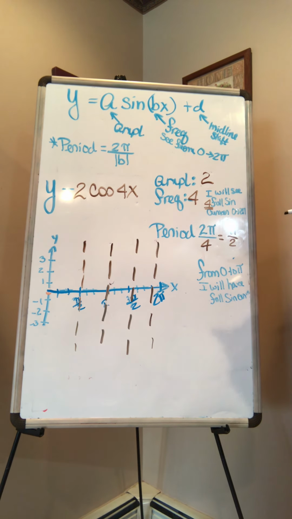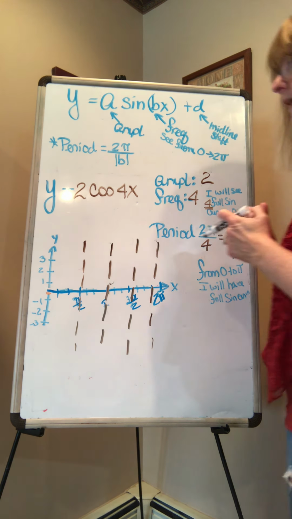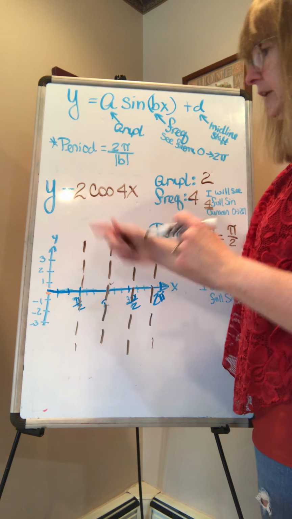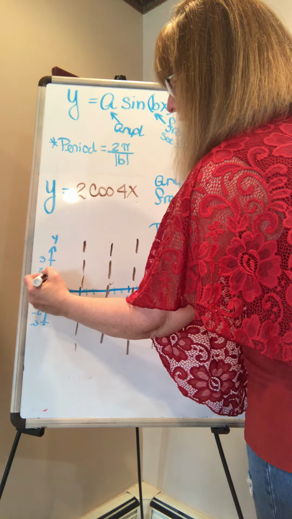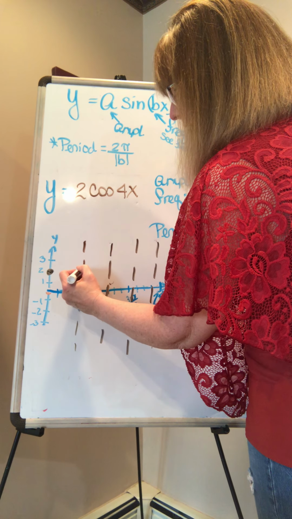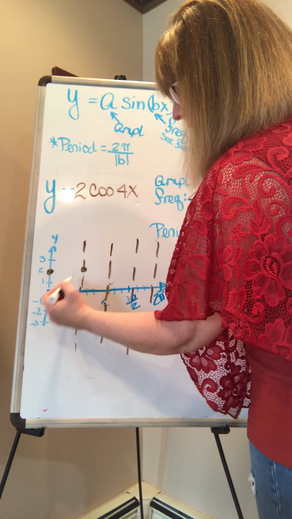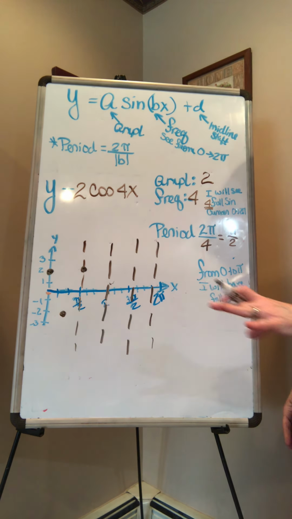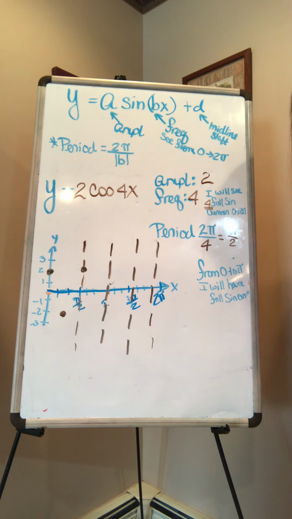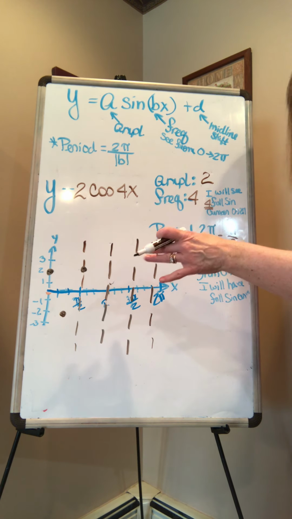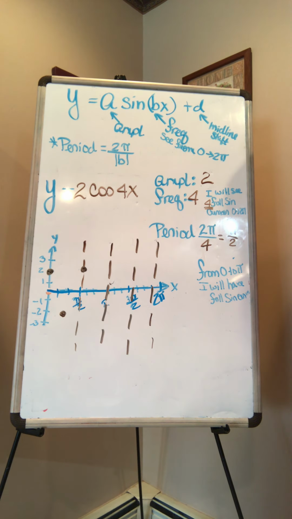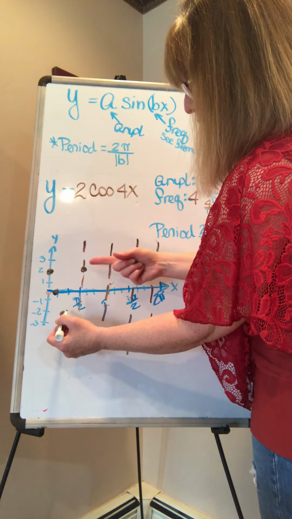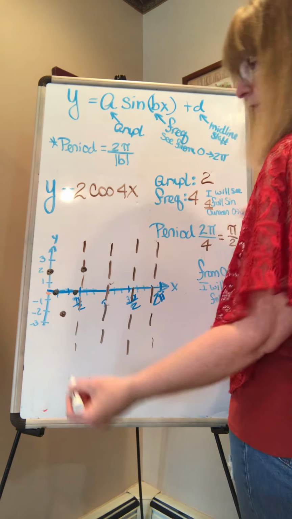So, cosine. Cosine starts high and ends high. The vertical stretch is 2. The amplitude is 2. That means cosine starts at 2 and ends at 2. Halfway in between these, it's down at -2. Notice I'm just working out how it goes based upon those quadrantal angles from the unit circle. Halfway in between these 2 points, I'm at 0, and halfway in between these 2 points, I'm at 0.